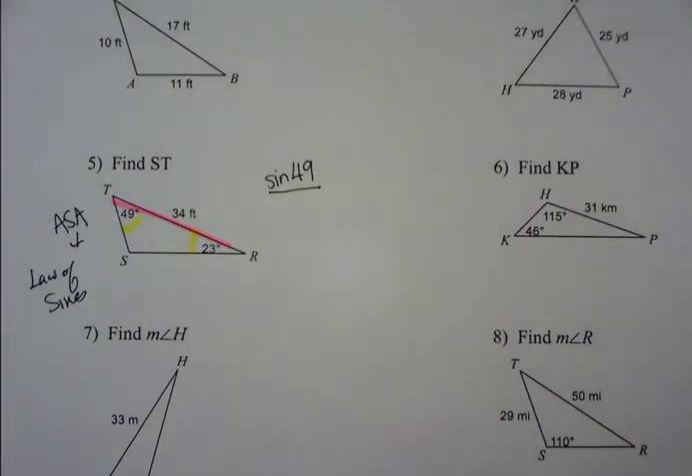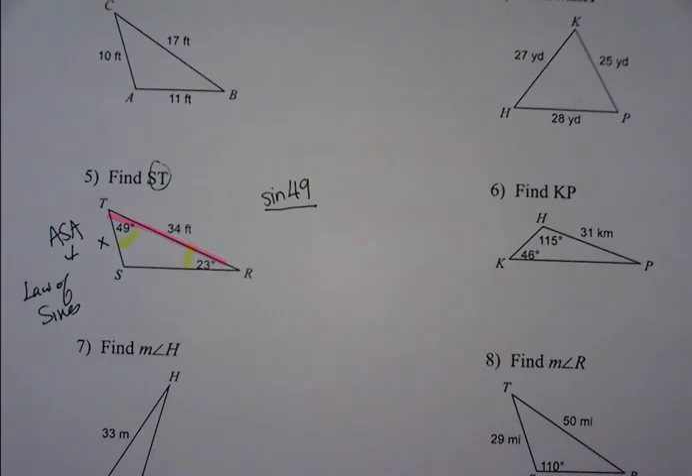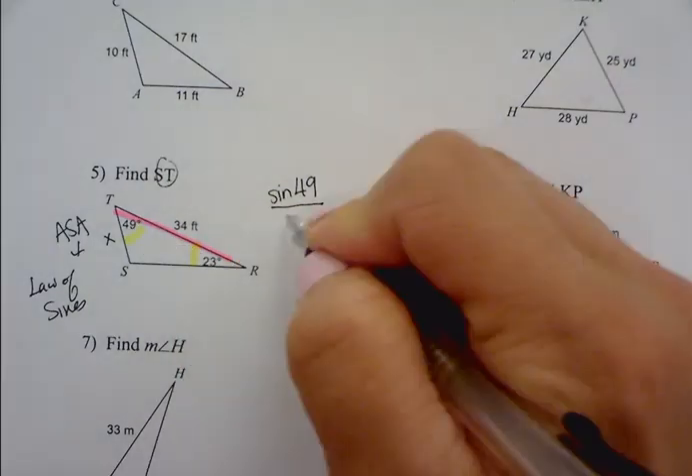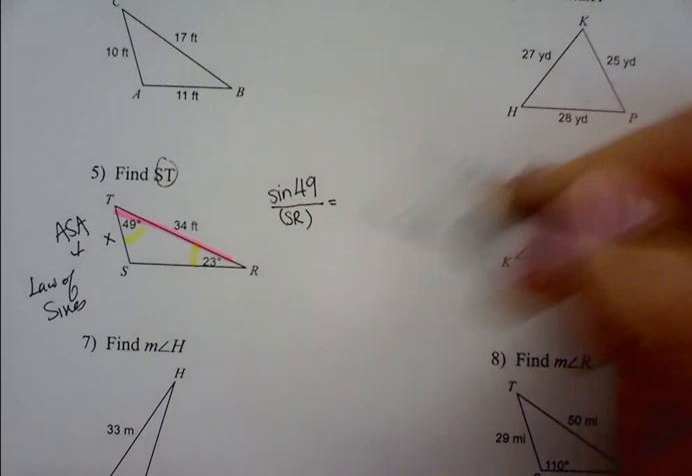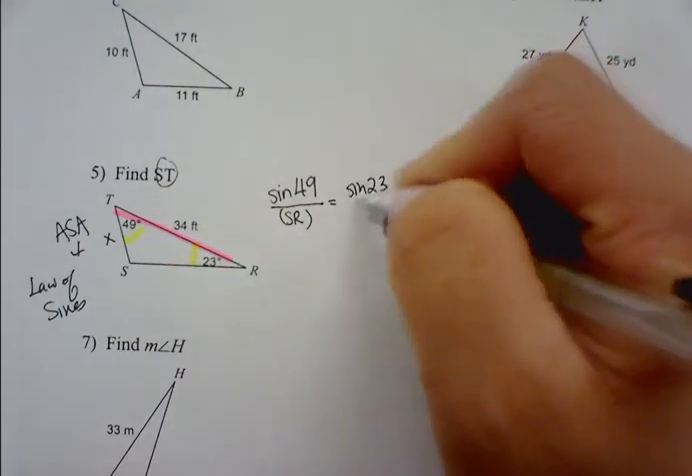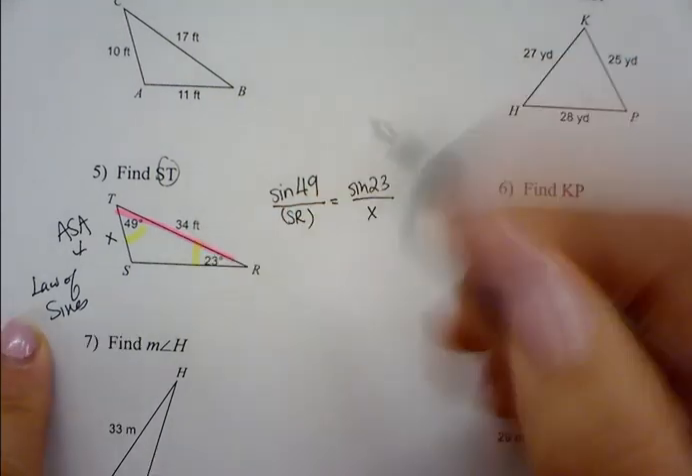They want me to find ST. So ST is my x. Okay? So if I do sine of 49 over SR, is that going to help me? No. But that's still true. Sine of 49 over SR equals sine of 23 over what? x. But I don't know what SR is. So now I'm stuck?